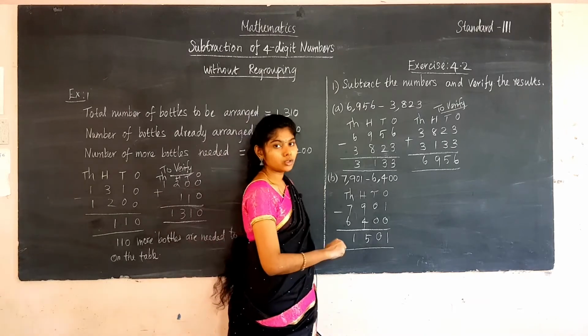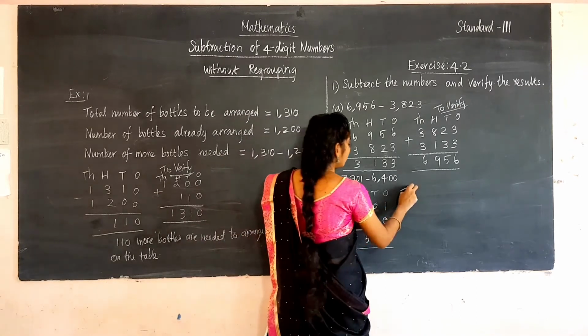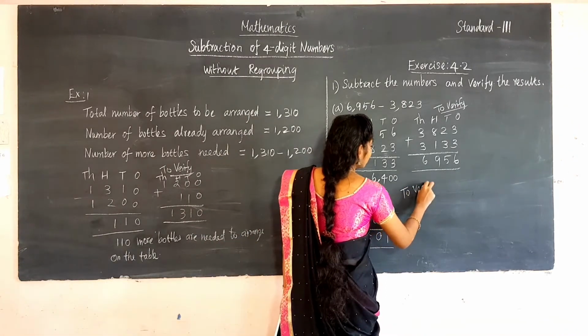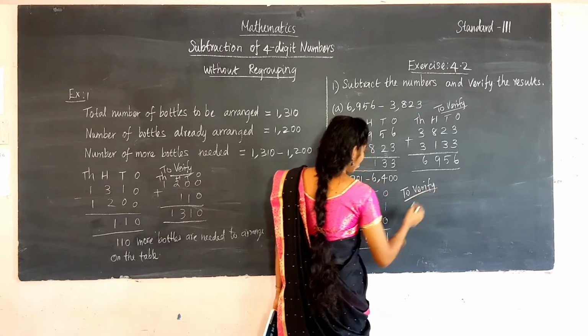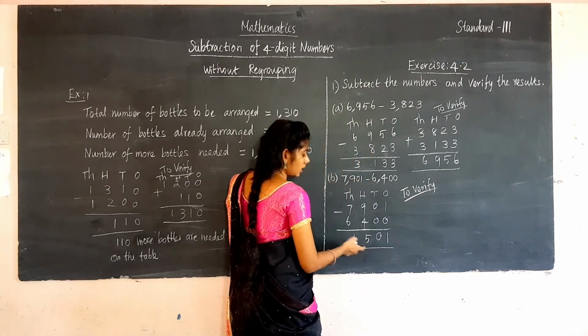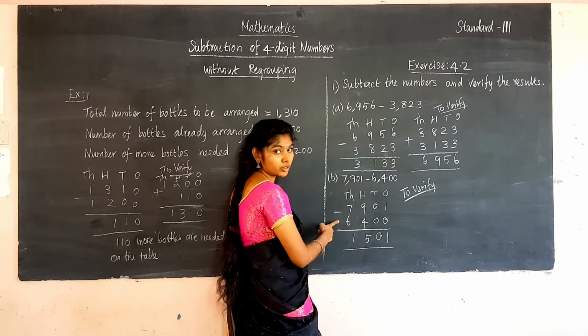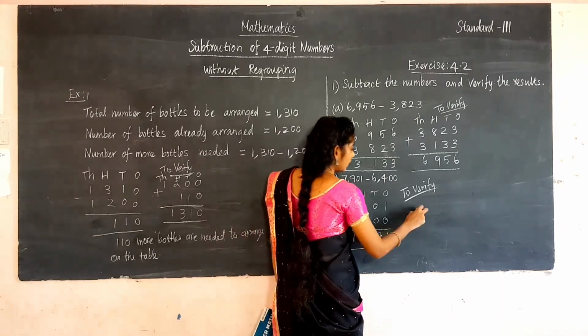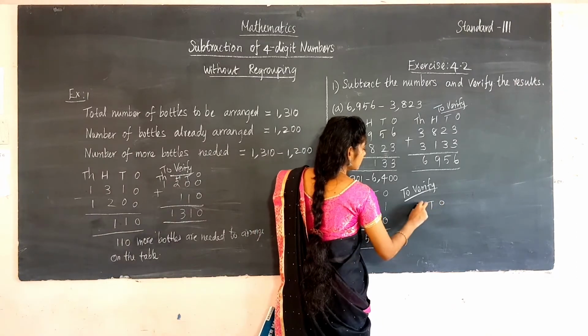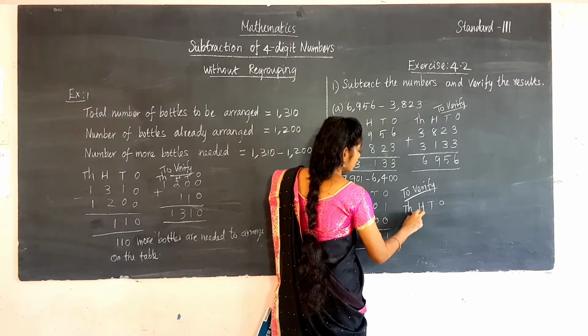So now what we are going to do? We are going to verify the number. To verify, what we have to do? We have to add these two numbers, the answer we have found and the smaller number. So write the places first: ones, tens, hundreds and thousands.